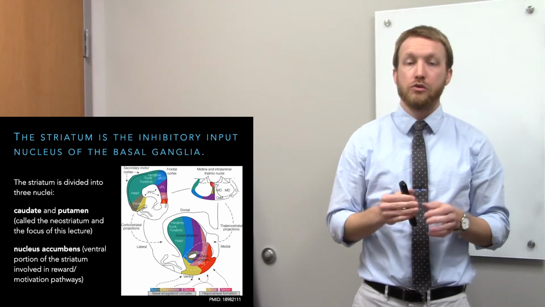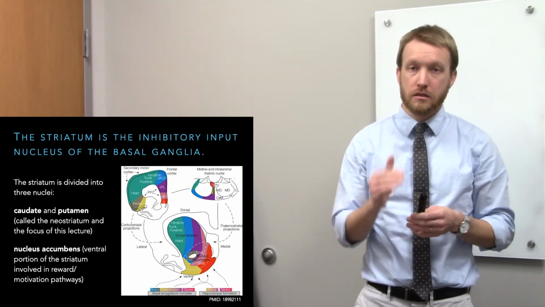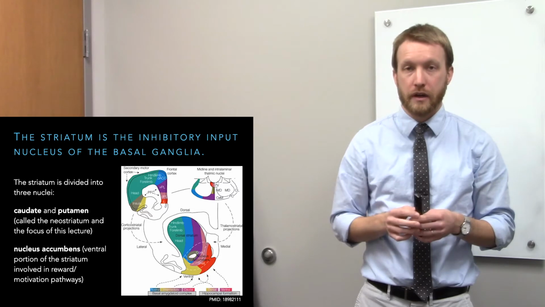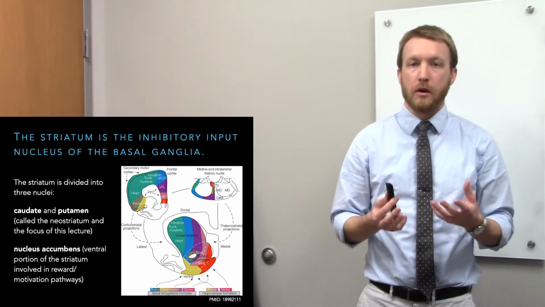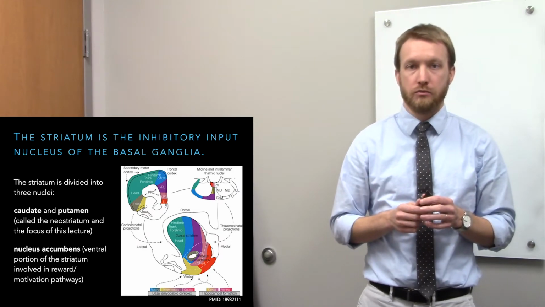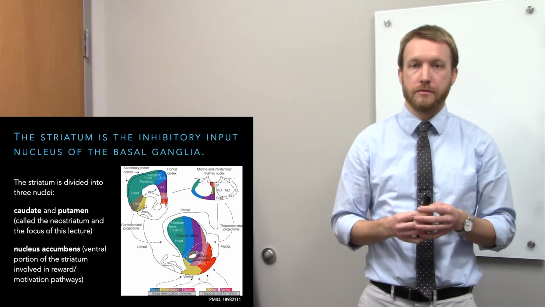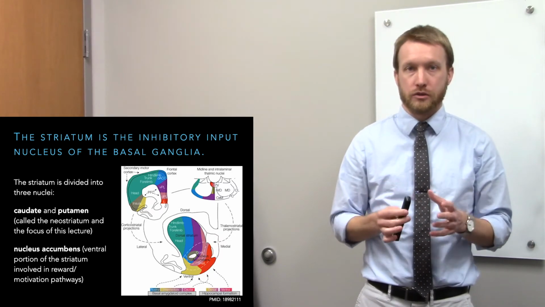We also have the nucleus accumbens. The nucleus accumbens is a little more ventral, sometimes called the ventral striatum. This deals more with reward and emotion. The dorsal striatum deals more with what are the motor programs that we're going to execute. So we're going to stick in the dorsal striatum.